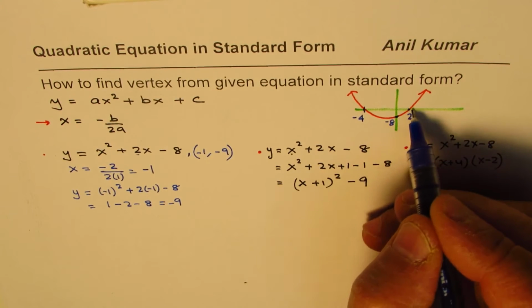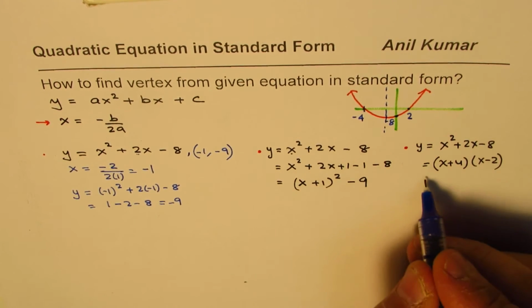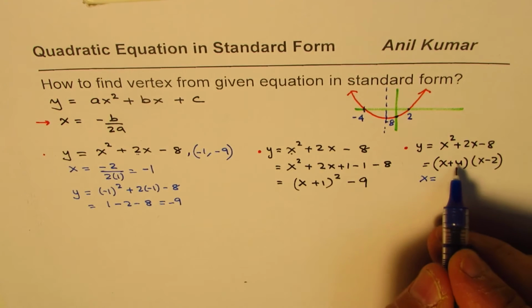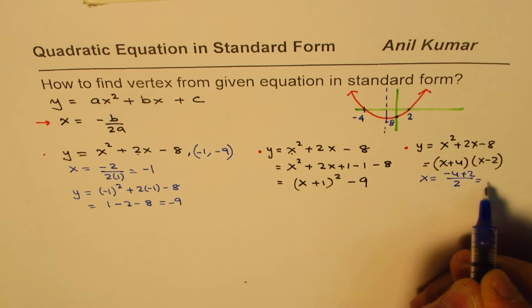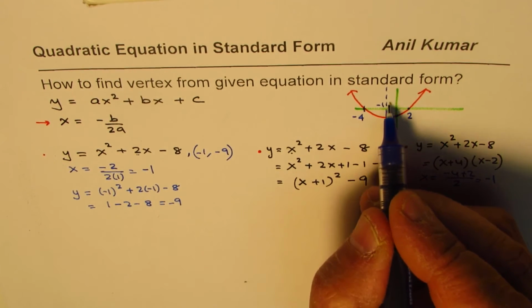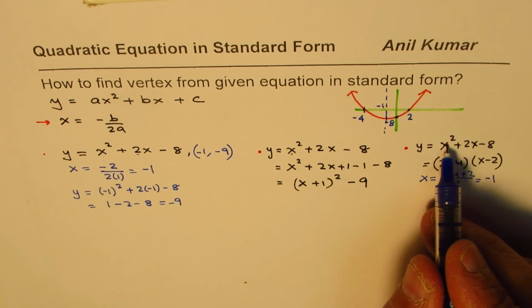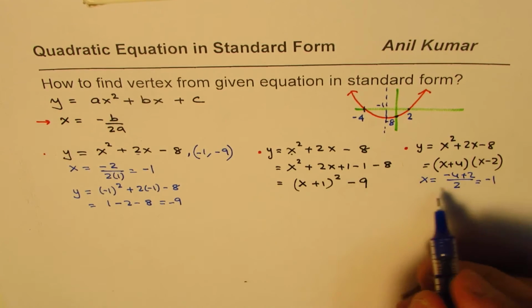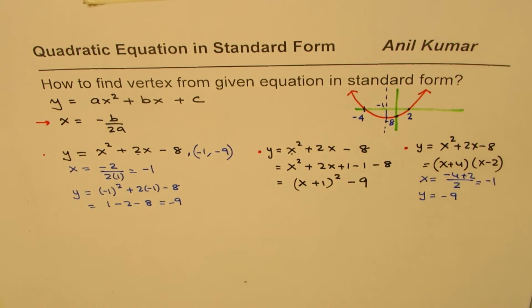It is midway between the two, right? So it is somewhere here. So axis of symmetry, x equals midway, is minus 4 plus 2 divided by 2, which is minus 1, right? So we find again that minus 1 becomes the axis of symmetry. And if I substitute minus 1 as I did earlier, I'll get y equals minus 9. So I get exactly the same value.